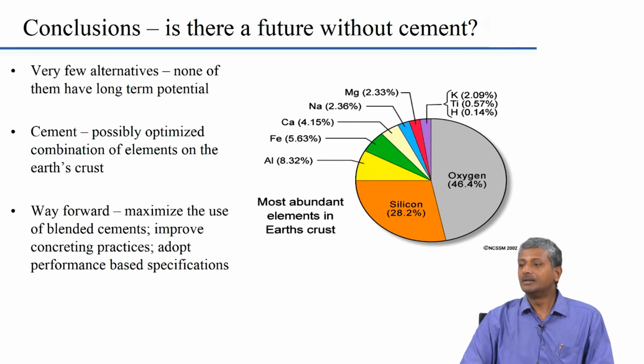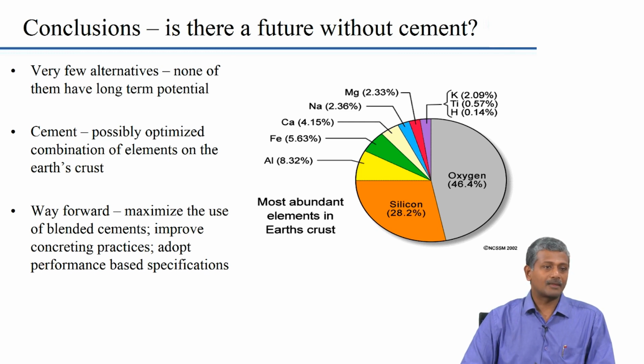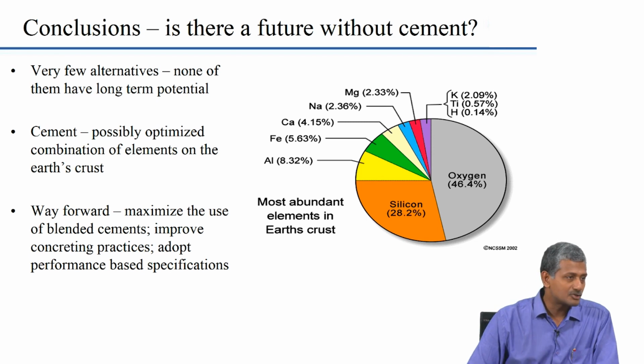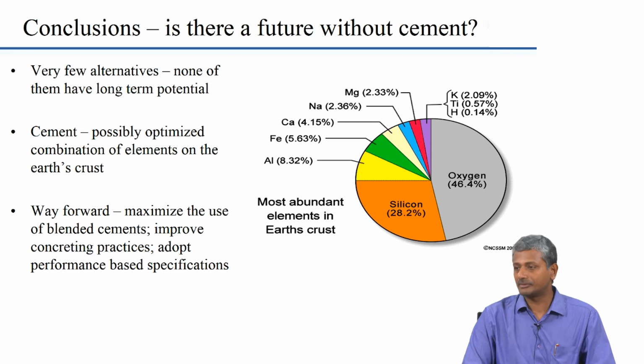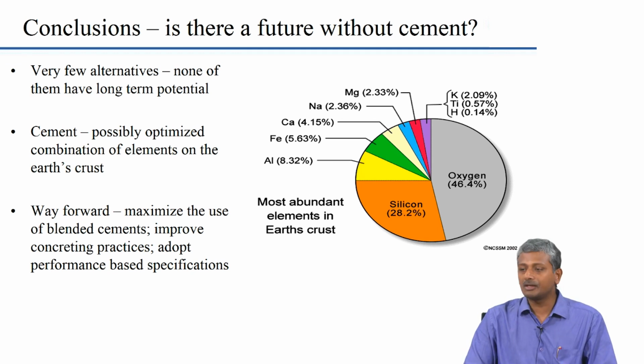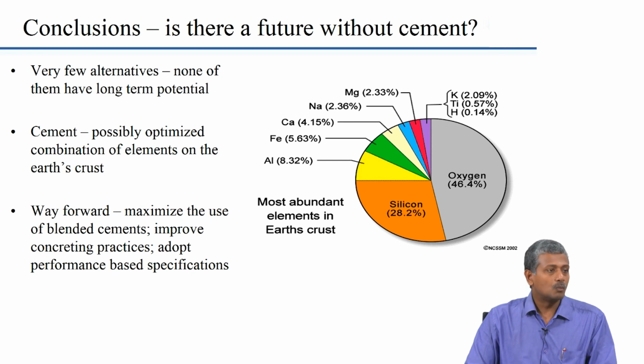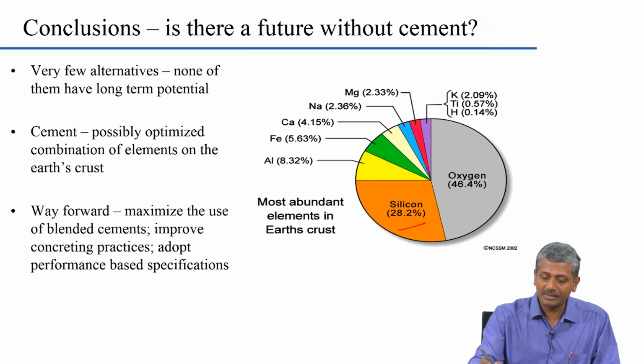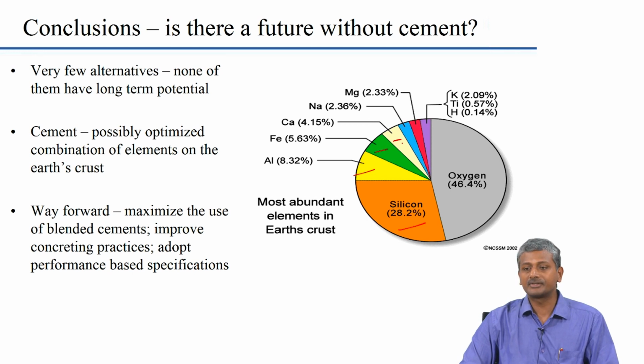So, to conclude, is there a future without cement? Now, that is something which we keep asking ourselves, whether we can make concrete without cement. The research in geopolymers is getting popular primarily because people want to use concretes that do not have cement. But truly speaking, if you look at the distribution of elements in the earth's crust, there is already a fairly good understanding that cement is optimizing what is actually available on the earth's crust. Why is that? Because cement has silica, it has got aluminum, iron, calcium. These are the 4 major elements in the earth's crust.